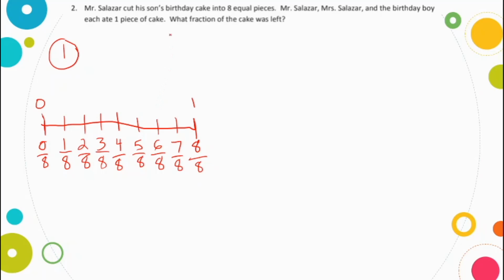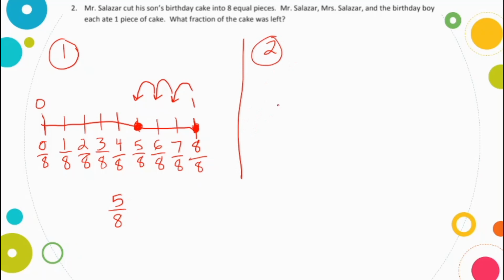Alright, so originally we have 1 whole cake. But it says Mr. Salazar, Mrs. Salazar, and the birthday boy each ate 1 piece of cake. So 1 piece of cake for Mr. Salazar, 1 piece for Mrs. Salazar, and finally our birthday boy also gets a piece. So we jump back 3 times, we find that the fraction of the cake that was left over should be 5 8ths. So now let's take a look at our second strategy.